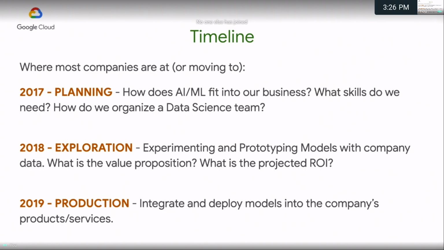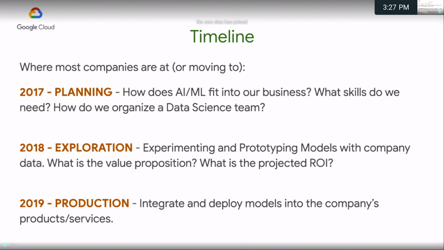Then in 2018, most of the people I was interacting with were in what I called exploration. They were experimenting with models, building proofs of concept and MVPs, and the business people were trying to figure out the value proposition, how it would fit in, and the projected ROI. I think those are the undeployed models Hannes referred to earlier. Back then, every data scientist's laptop was like an island of undeployed models, a really sad space.